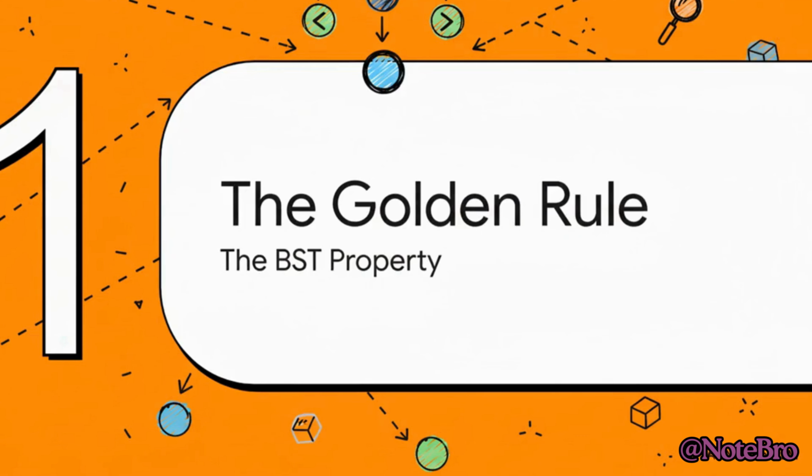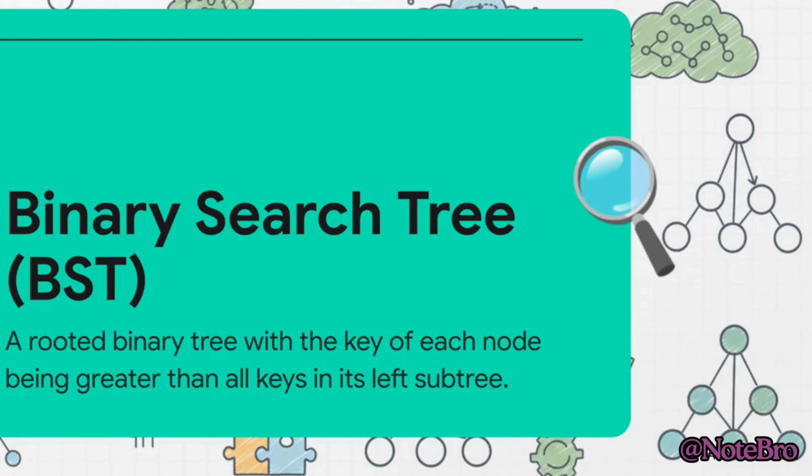Now, to make this super fast binary search happen, a simple list just won't cut it. We need a hero, a special kind of data structure that's built for this kind of speed. And this hero lives by one simple golden rule. And that hero is the binary search tree, or a BST for short.